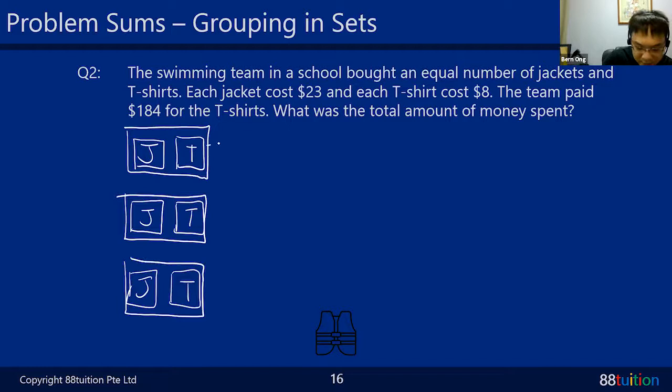Can you see? So this is called what? This is called one group. One group inside consists of one jacket and one t-shirt. And one group inside consists of one jacket and one t-shirt. Can you see?